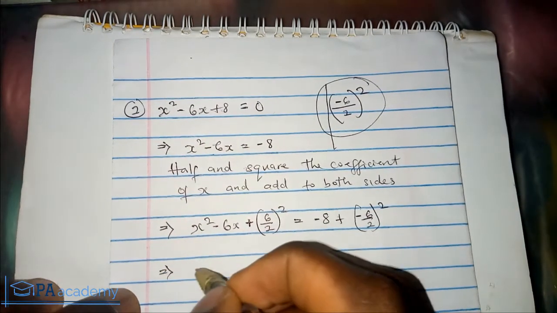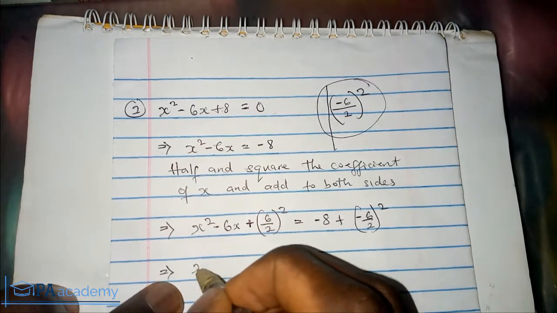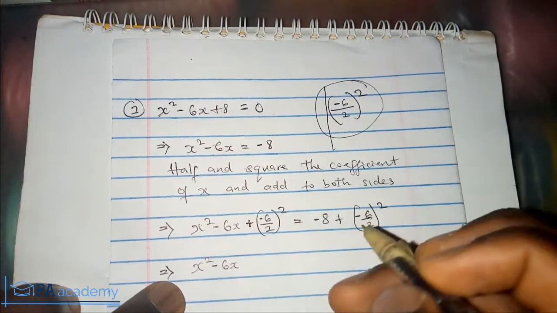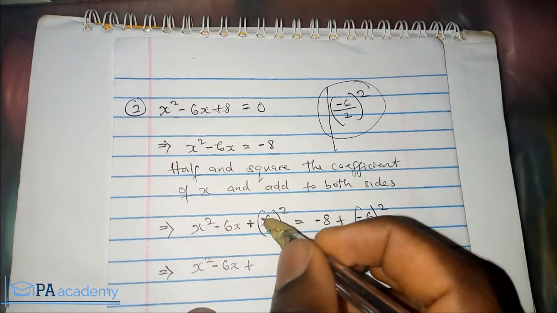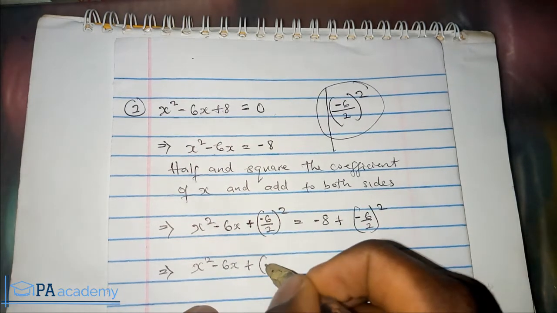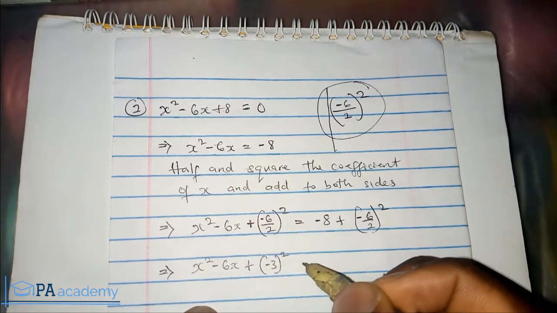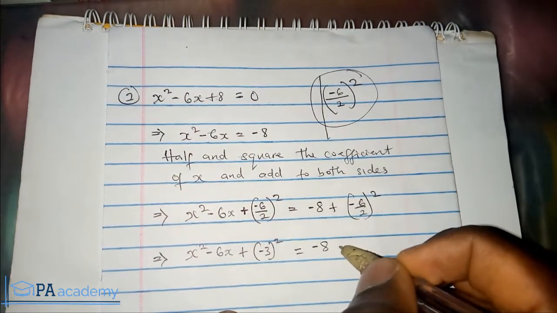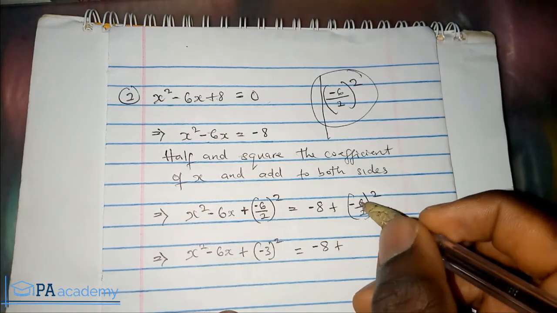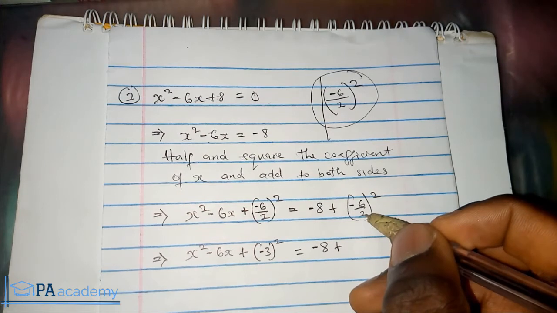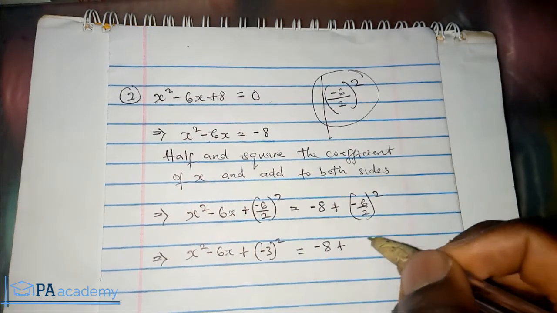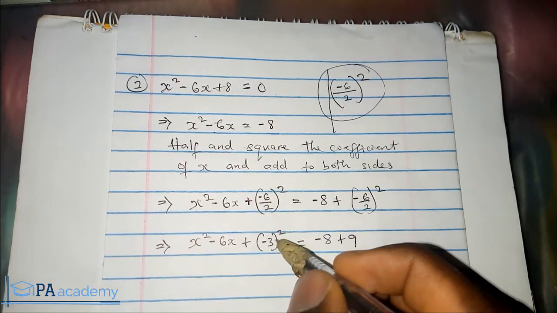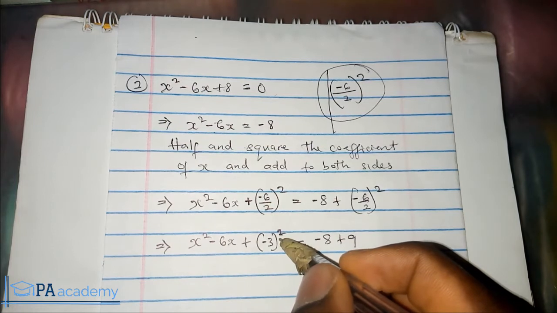So moving forward, here we are going to have x squared minus 6x, okay, I forgot the minus here, plus, so minus 6 over 2 is minus 3, so that will be minus 3 all squared. Then this side equals minus 8 plus, so minus 6 divided by 2 will give us minus 3. Now minus 3 squared will give us 9, so that's plus 9. Don't forget, the square should still be there. We should not omit the square.